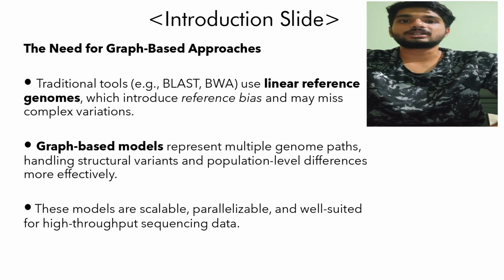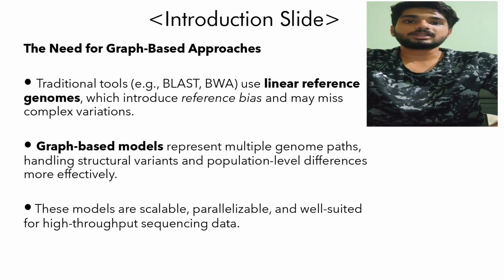Graph-based models offer a better solution. Instead of a single path, they can represent multiple and alternative genome paths. This allows them to handle structural variants and population-level diversity much more effectively. Additionally, graph-based methods are both scalable and parallelizable, which makes them ideal for analyzing large-scale, high-throughput sequencing data. This is why they are becoming increasingly popular in modern bioinformatics.